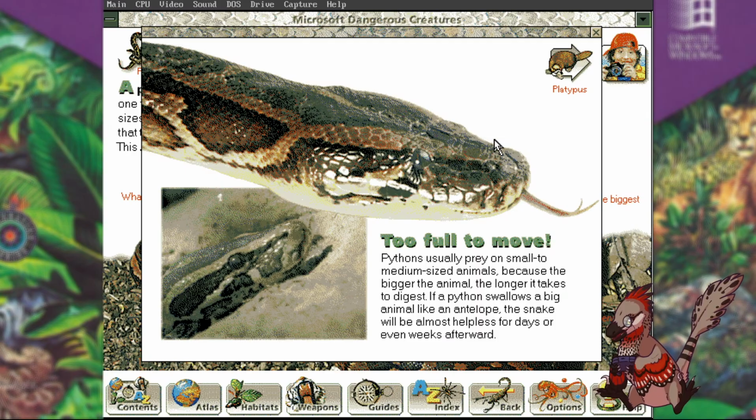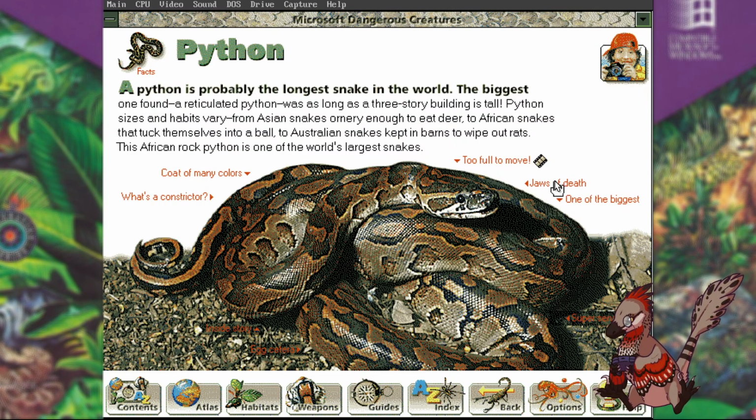Oh my god. Pythons usually prey on small to medium-sized animals because the bigger the animal, the longer it takes to digest. If a python swallows a big animal like an antelope, the snake will be almost helpless for days or even weeks afterward. An antelope? I didn't even know it could eat something that big. Okay, good to know. Wow, the jaws of death.